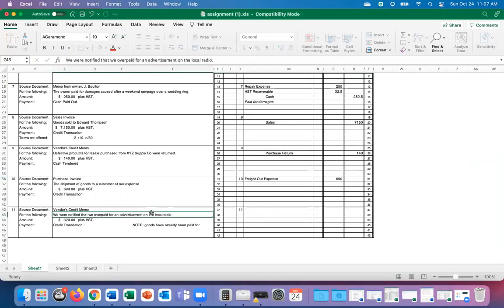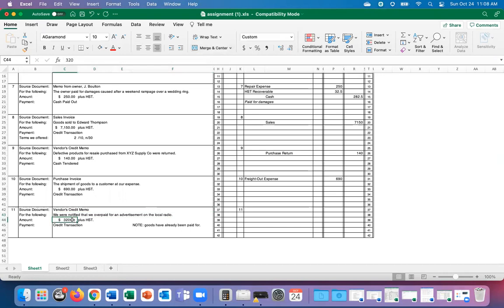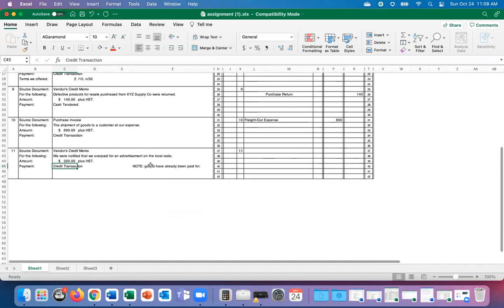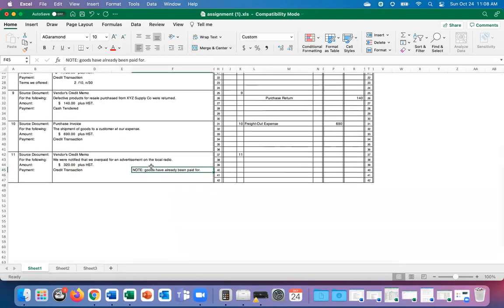And the last one, okay, vendor's credit memo. We were notified that we overpaid for an advertisement on the local radio, right? And we overpaid by $320 plus HST. This was a credit transaction, but like the first one that we did up here, we have a note which says goods have already been paid for.